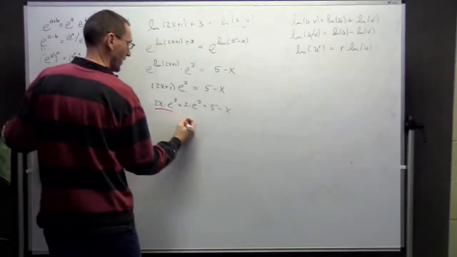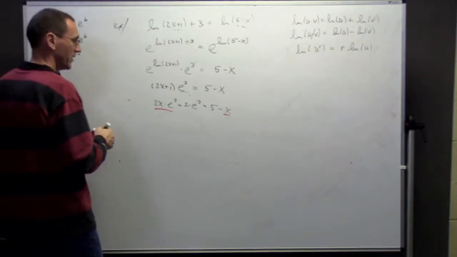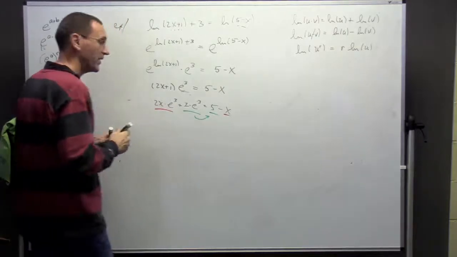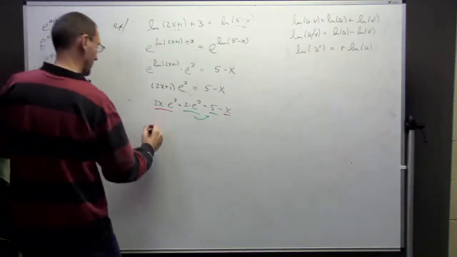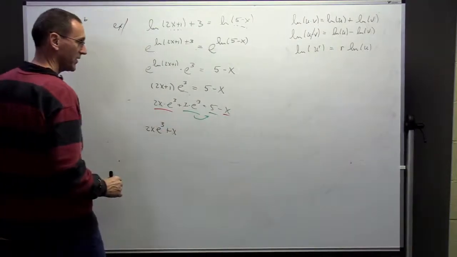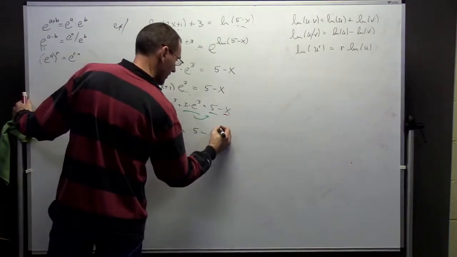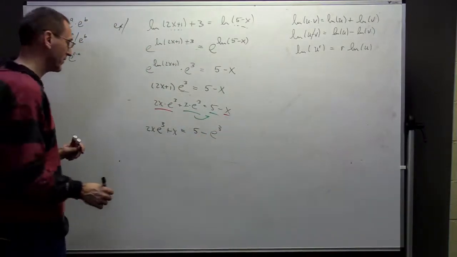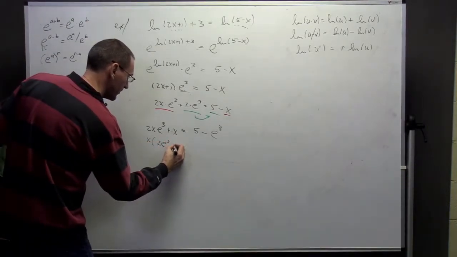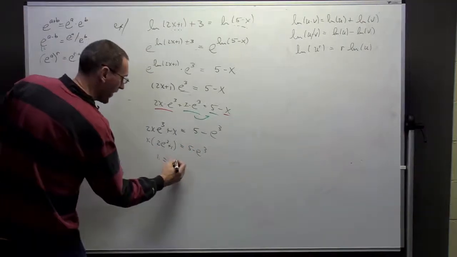So let's see, there's an x, that's going to go on the left. This is a constant, 1 times e cubed, and 5, so all that's going to go on the right. I'm going to leave this over here on the left. I'm going to add x to both sides. I leave the 5 there, and I'm going to subtract e cubed from both sides. Now I can factor out the x. And then I can divide through by that number.